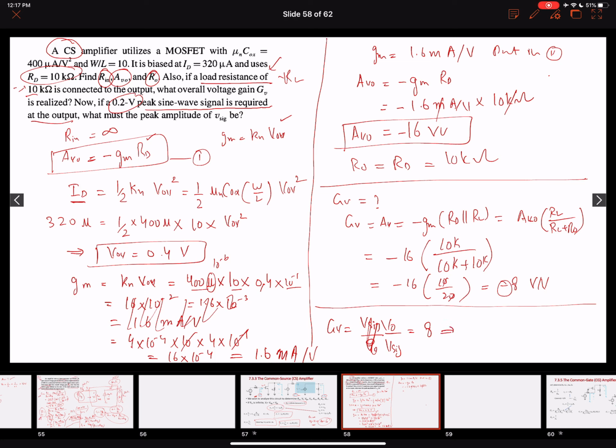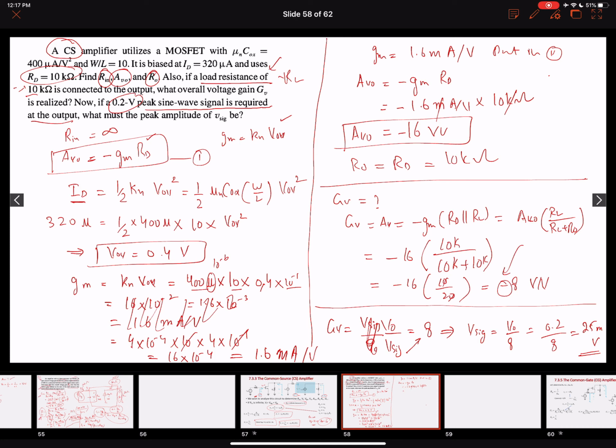So what is the value of V sig that will give a 0.2 volt peak sine wave? V sig will be V naught over 8, so 0.2 over 8, which comes out to be 25 millivolts. This is the peak signal voltage that can produce a peak output voltage of 0.2 volts, and that output will be inverted because of this minus sign.